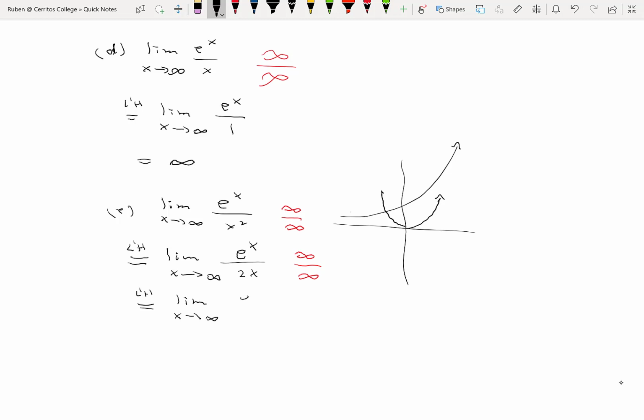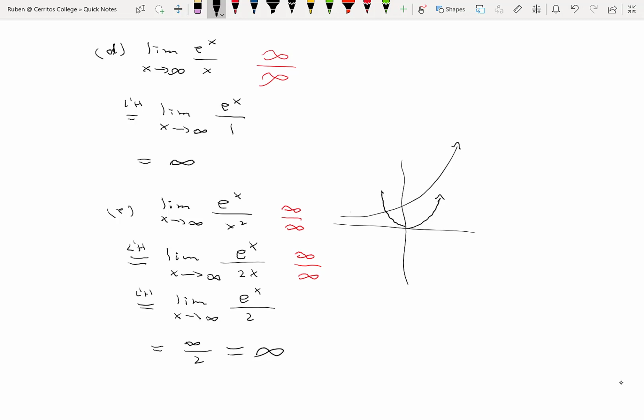So the derivative of e to the x is e to the x. The derivative of 2x is 2. This is no longer indeterminate. This is of the form infinity over 2. What's half of a large number? It's large. Half of infinity is still pretty big. Okay. So in fact, it wouldn't matter what the exponent was in the denominator.